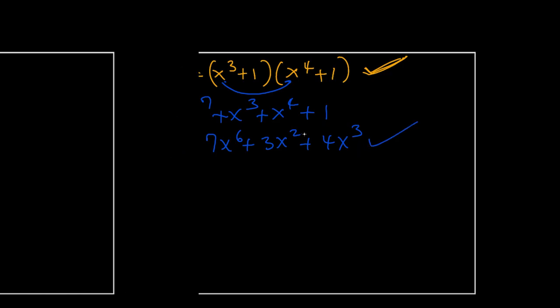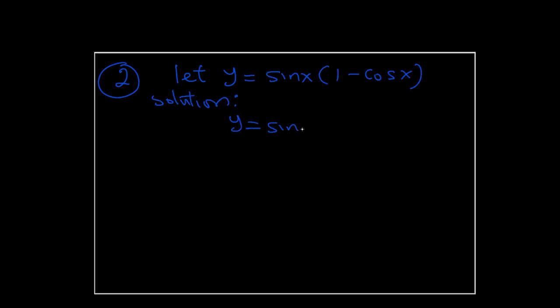So that's that. Question 2, we have this. We can call it y. Let y be equal to this. We can open the brackets, and that will be y equal to sin x minus sin x cos x. Then after that, we can get the differential coefficient.